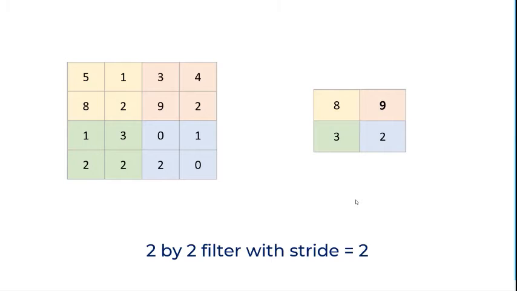So the first pooling operation is max pooling. Here you take a window of 2 by 2 and you pick the maximum number from that window and put it here. So here, check this yellow window, 5, 1, 8, 2. What is the maximum number? 8. So put 8 here. Here, what is the maximum number? 9. So put 9 here. Similarly, here the maximum number in the green window is 3. So put 3.